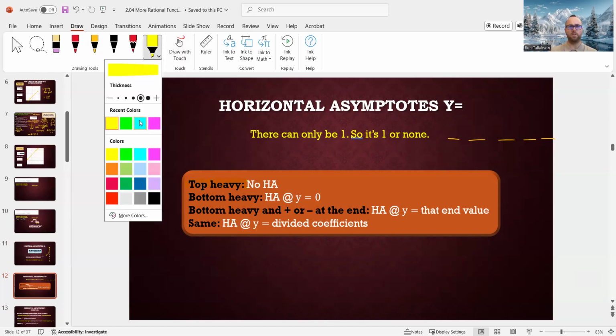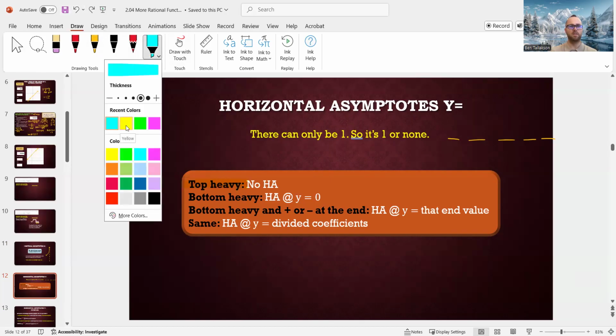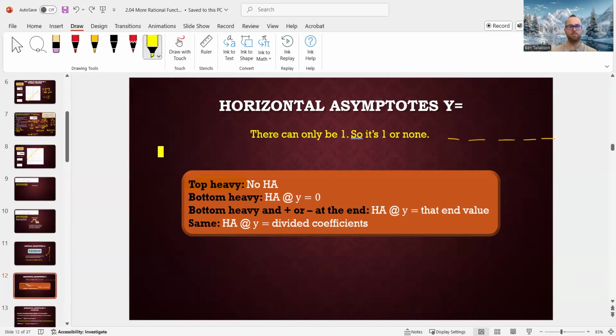Looks like I need a different color here. That is too dark. Let's try again. Okay, it's just not gonna show. That's okay. We call that top heavy if there's no horizontal asymptote. We call it bottom heavy if the horizontal asymptote is at y equals 0. Bottom heavy and positive or negative at the end if the horizontal asymptote is at y equals that end value.